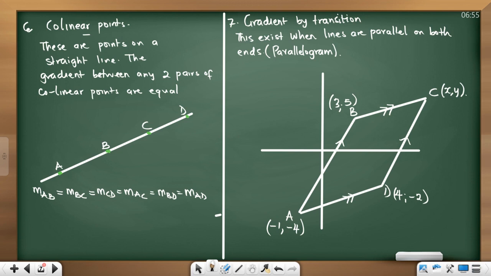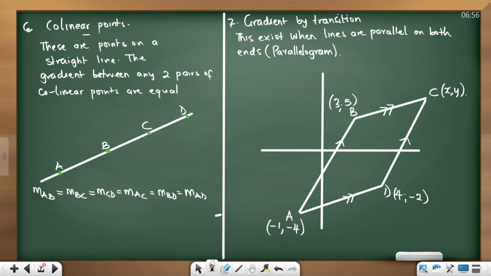This is the last point I'm looking at in this particular lesson, so we've dedicated this lesson just for gradients. There are so many ways of getting this. I could use the midpoint, about 4 ways. I could use the distance formula. I could use the point of intersection of 2 lines, that is point C, and use the equation of the lines. But I want to use transition, and this would actually help you understand what gradient is.